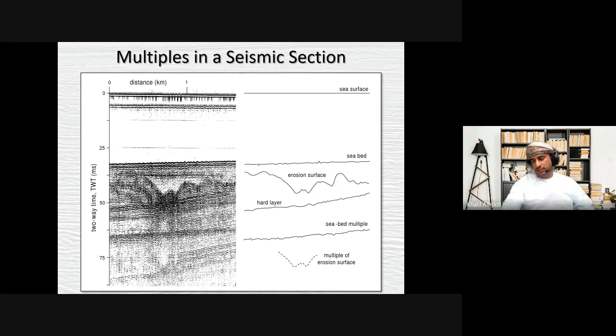You have to remove them in some way. Usually the way you can recognize a multiple, especially a seabed multiple, is double the time. The time from here to here is double this one. This is a strong seabed multiple, double this time, time one. This is two-way time because the energy goes and gets reflected back.